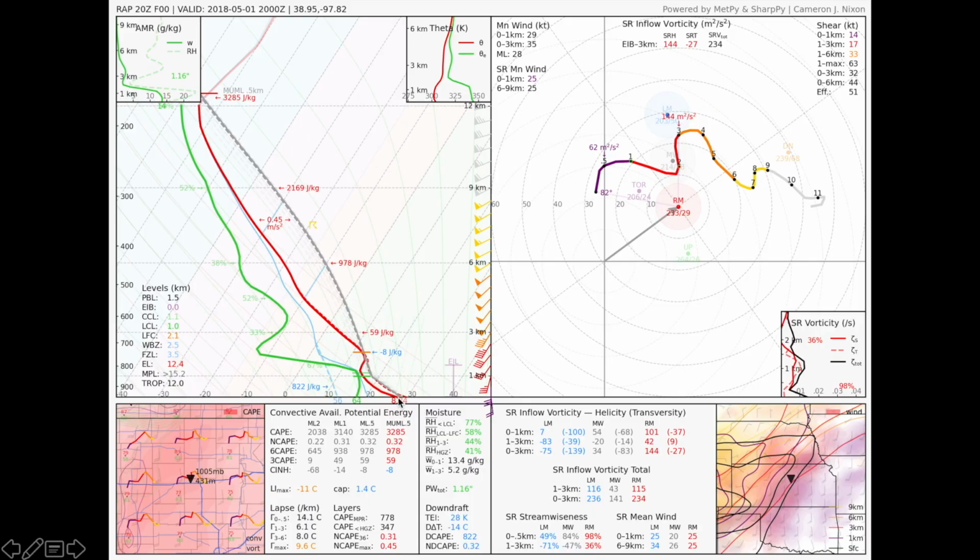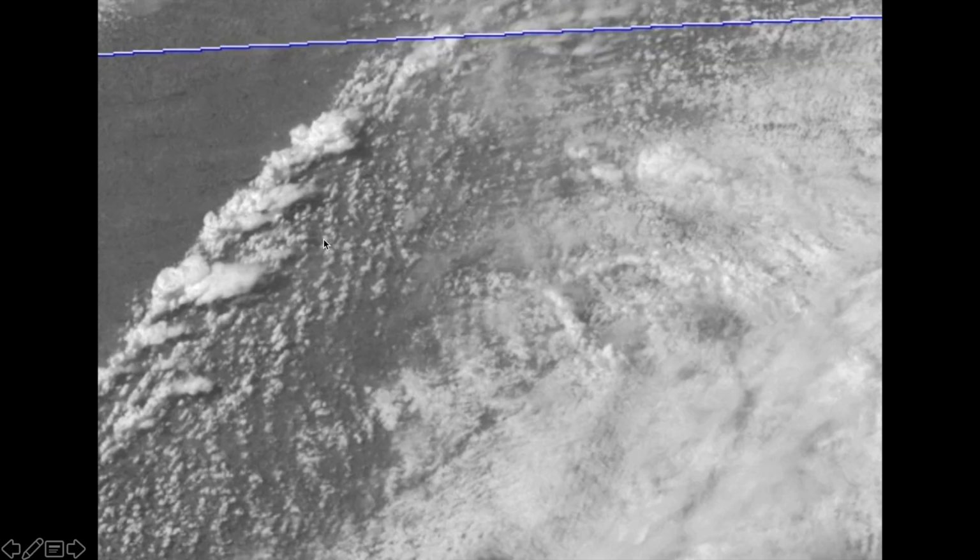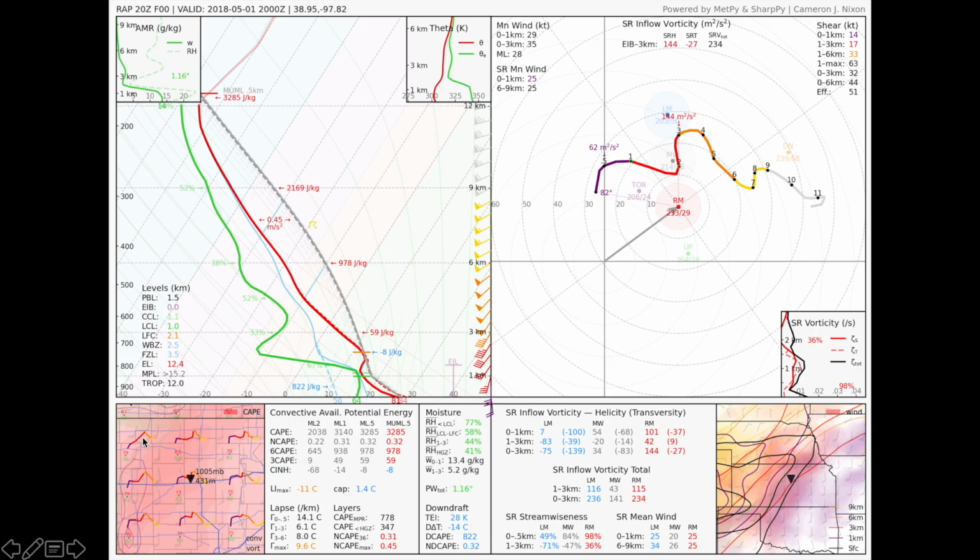So by 20Z, looks like that cap is just a bad memory. We've got a lot of leeway now just above our LCL for clouds to start percolating. And our LFC is just ever getting closer. And so it really looks to me like we could start initiating quite soon. So checking out our satellite, that is exactly what's happening. We got that flank of towers off to your left. Things are starting to get optimistic for your chase day.